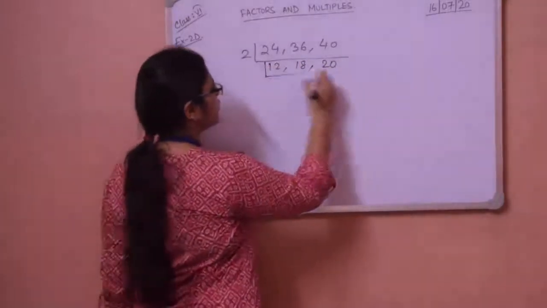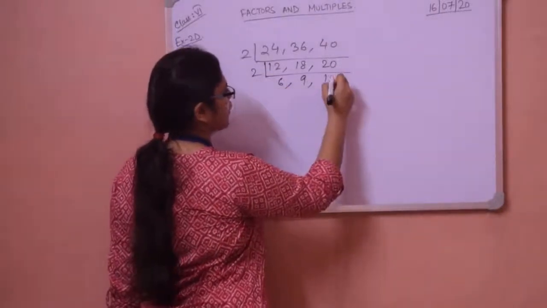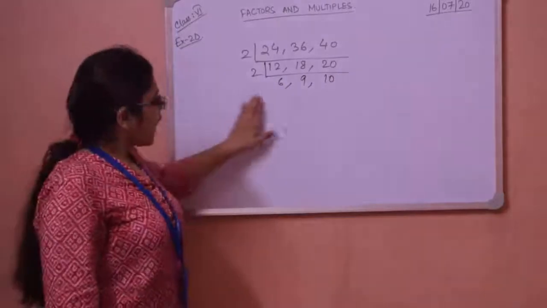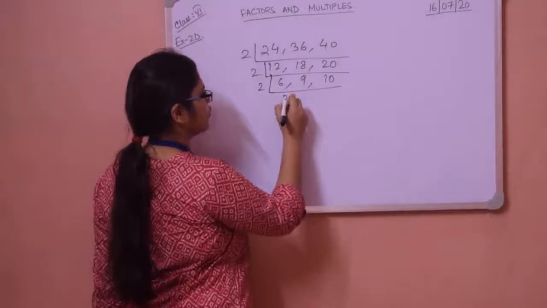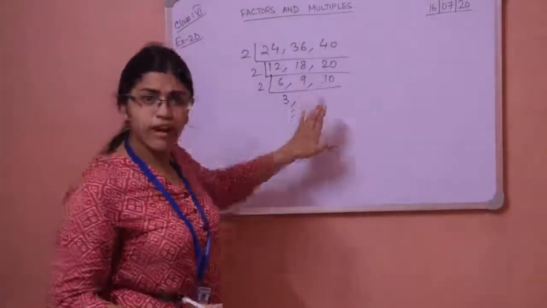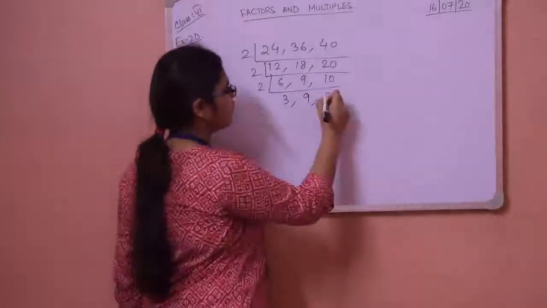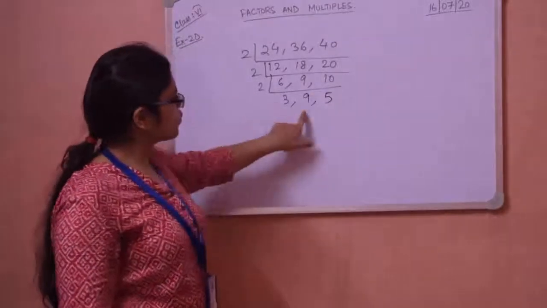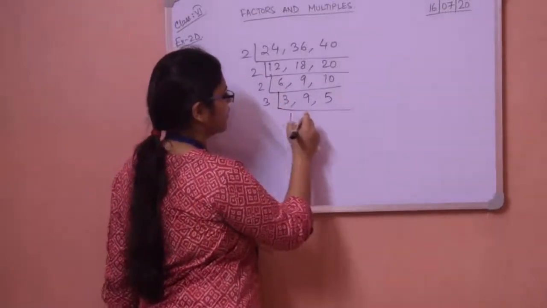Now again with 2 we can get 6, 18, 10, 20. Again with 2 we can divide only this and this. So we will take 2, 3, 6. 9 we cannot divide, so we will copy this 9 here. Then 2, 5, 10. Now these 2 numbers we can divide with 3. So we will take 3 here.